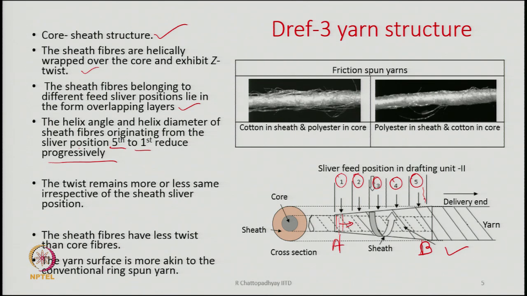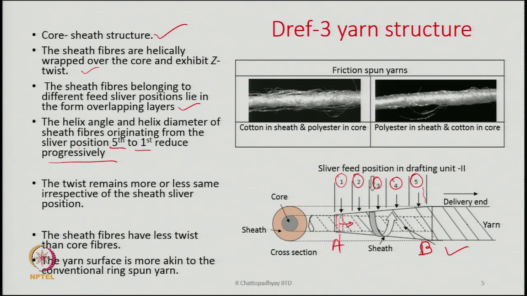So, fibers coming from position 5 will be wrapping, and that wrapping rate will be a little slower. Therefore, the twist we can expect to be different. Helix diameter will be more because the yarn diameter is gradually increasing from A to B. At A the diameter is minimum, at B the diameter is maximum, because layers are getting built up one on the top of the other.